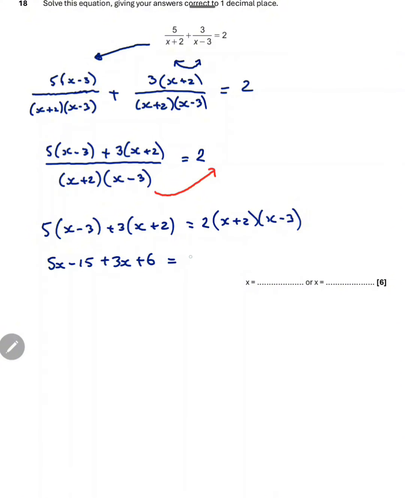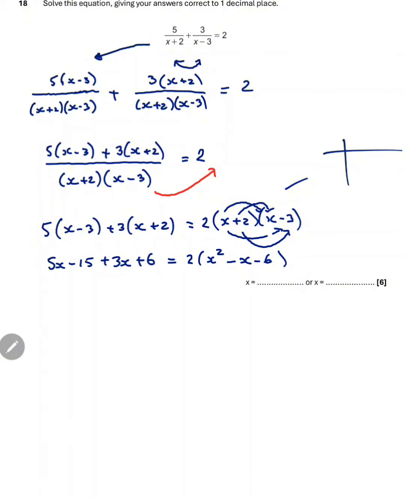This is a double bracket, so I'm just going to leave the 2 and expand this double bracket. And what you'll get is x squared. Use a grid to do this if you're not following what I'm doing, but you're going to get plus 2x minus 3x. Let's just show you where these are coming from. We've got x squared. We're going to get plus 2x minus 3x, and plus 2x minus 3x will be minus x. And then we've got to do 2 times minus 3, which is minus 6. Use a grid if you need help expanding that double bracket.